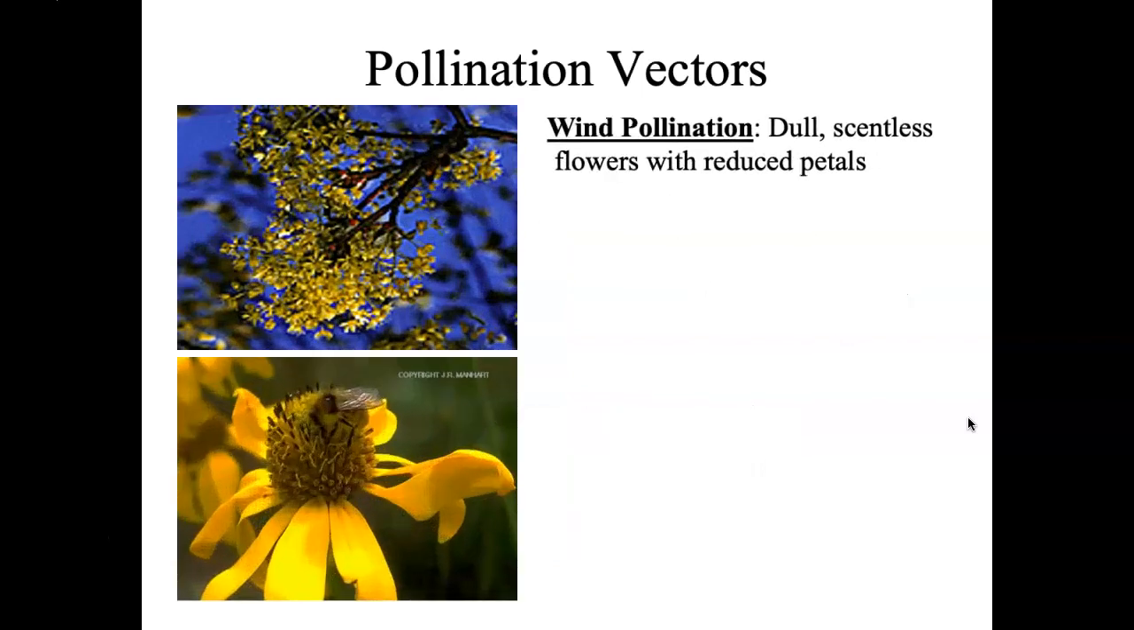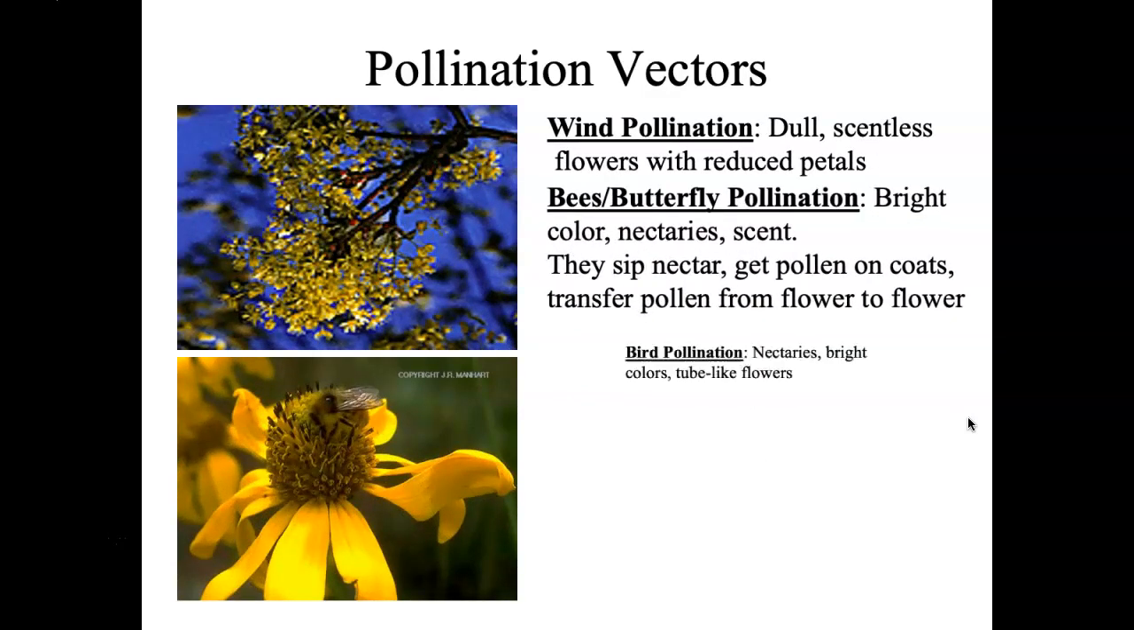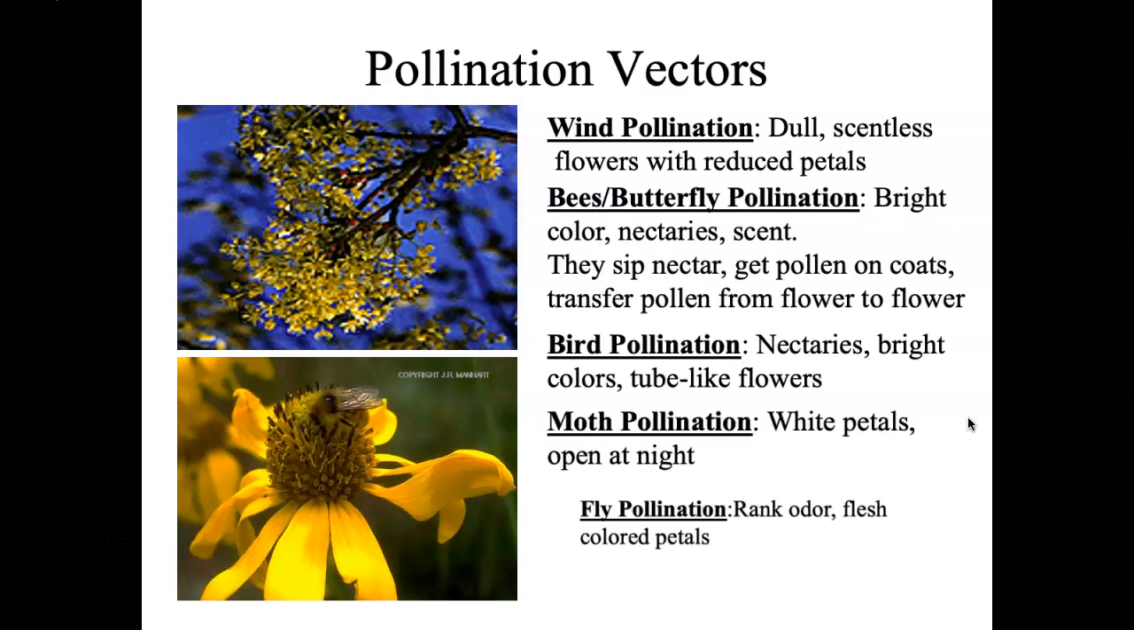Pollination vectors. So these are all the different ways that plants can pollinate. So for instance, wind pollination. So these flowers tend to be dull and scentless. They have very few petals because they don't want the wind to get in the way. They don't need to be brightly colored to attract insects. They don't need to smell really good to attract insects. They just have to be able to release their pollen into the wind and have it carry it to the other plants or other parts of the plant.